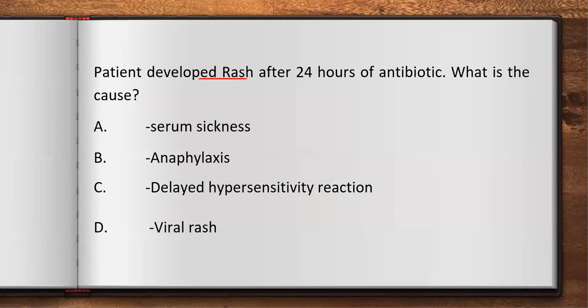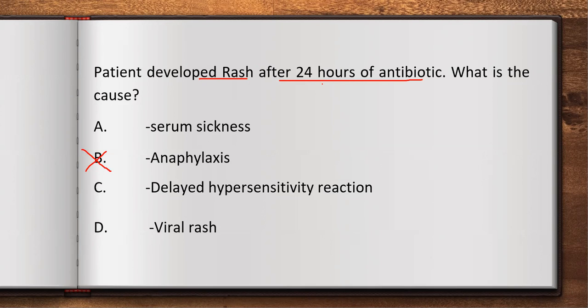Now, the next question. A patient developed a rash after 24 hours of antibiotic. What is the cause? So after 24 hours of giving an antibiotic, the patient comes to you with a rash. First of all, rule out unlikely causes like anaphylaxis. Anaphylaxis should never ever come after 24 hours. Anaphylaxis is always an immediate onset reaction to any drug.